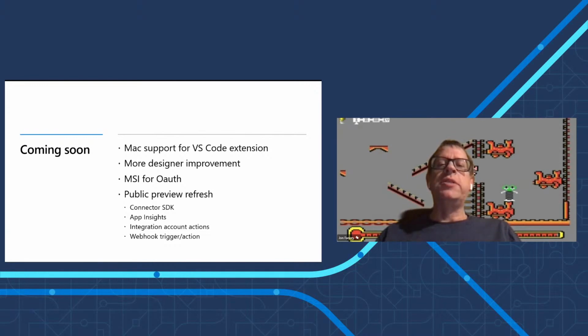The next one is more designer improvements. We have a number of things coming in this space that's going to add more and more capabilities to designer. We shipped monitoring view a couple of weeks ago, and there's more goodness coming down the pipe. MSI for OAuth is something that has just gone out, I think. That's a new capability that a lot of people have been asking for. It's been one of the pain points that we've received a ton of feedback on. So the ability to use MSI for OAuth connections is now available.